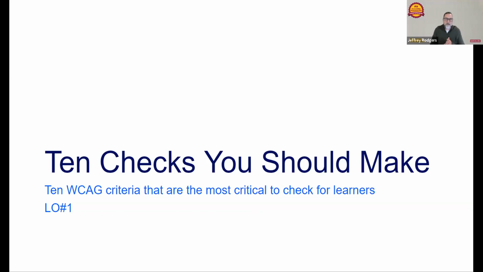All right, so the next part is 10 checks that you should make. The WCAG criteria has almost 100 different individual criteria and best practices along with it. But that's obviously very confusing for many people, especially if you're not an accessibility expert. So what we've done here is take those criteria and come up with the 10 most essential criteria that would be critical for you to check for students. Next, please.